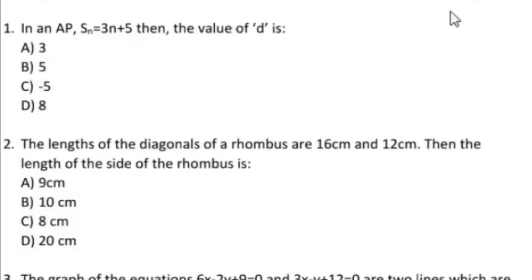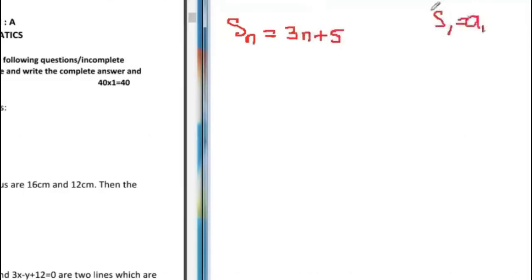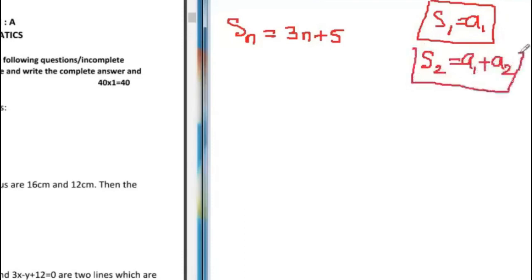All the best. I have given Sn is equal to 3n plus 5 and asking to find D. D in arithmetic progression is nothing but common difference. Sn is equal to 3n plus 5. We all know that first term, sum to first term and first term are always equal, and sum to second term is equal to first term plus second term. If you know these basic things, then we can easily solve the problem.